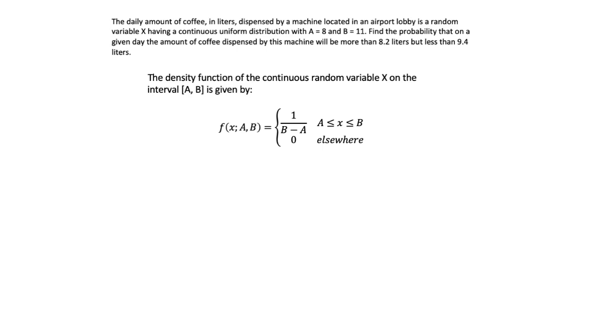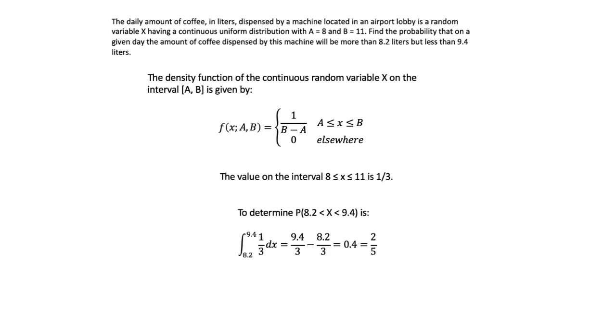1 over b minus a for anywhere on the interval from a to b, and 0 elsewhere. In our case, b is 11 and a is 8. So we get a value then of 1/3 over that interval. 8.2 and 9.4 are in that interval. So to find the probability, we simply integrate from 8.2 to 9.4. We take the integral of 1/3 dx, and we get 2/5.